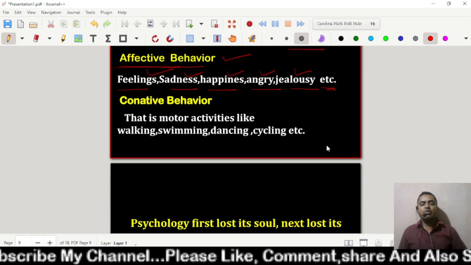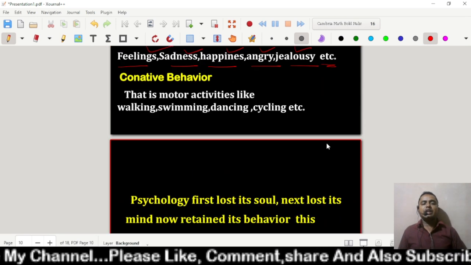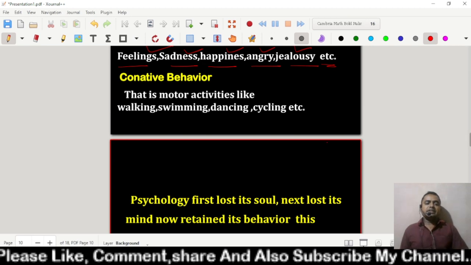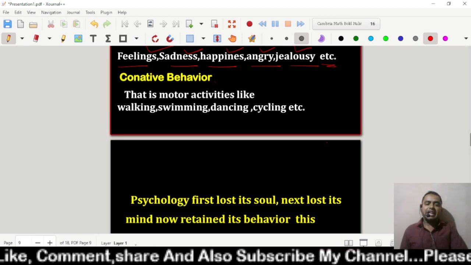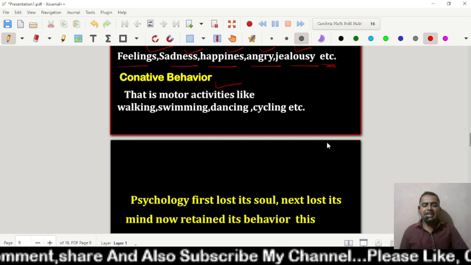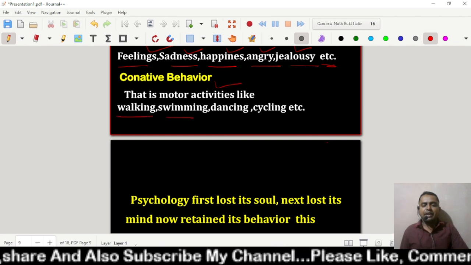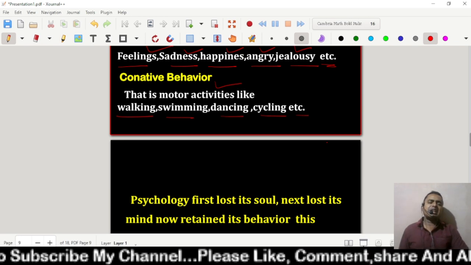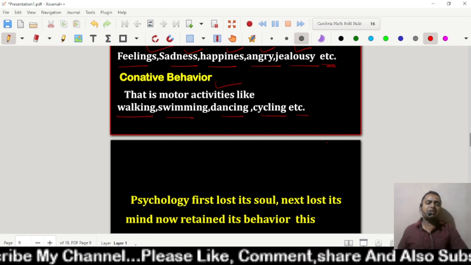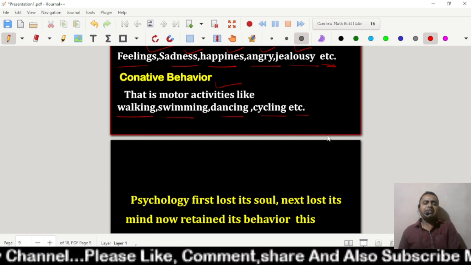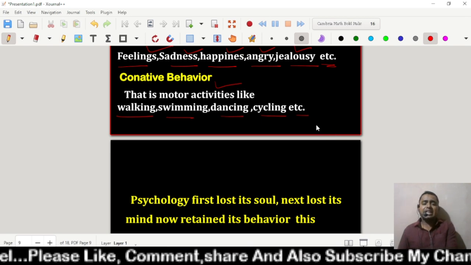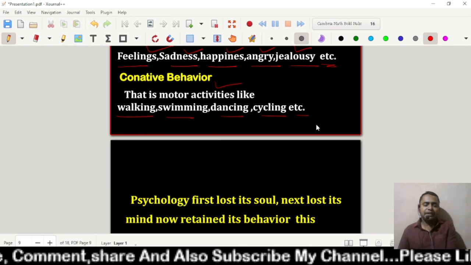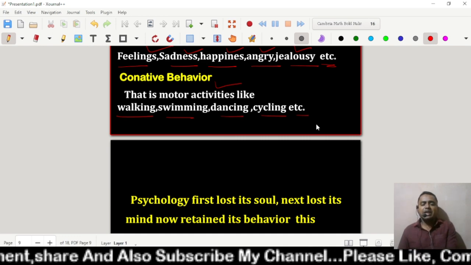Next, conative behavior. Conative behavior is motor activities. Motor means physical activities like walking, swimming, dancing, cycling, jumping. These all come under conative behavior. Conative behavior is nothing but motor activities, that is, physical activities like walking, swimming, dancing, cycling, jumping.